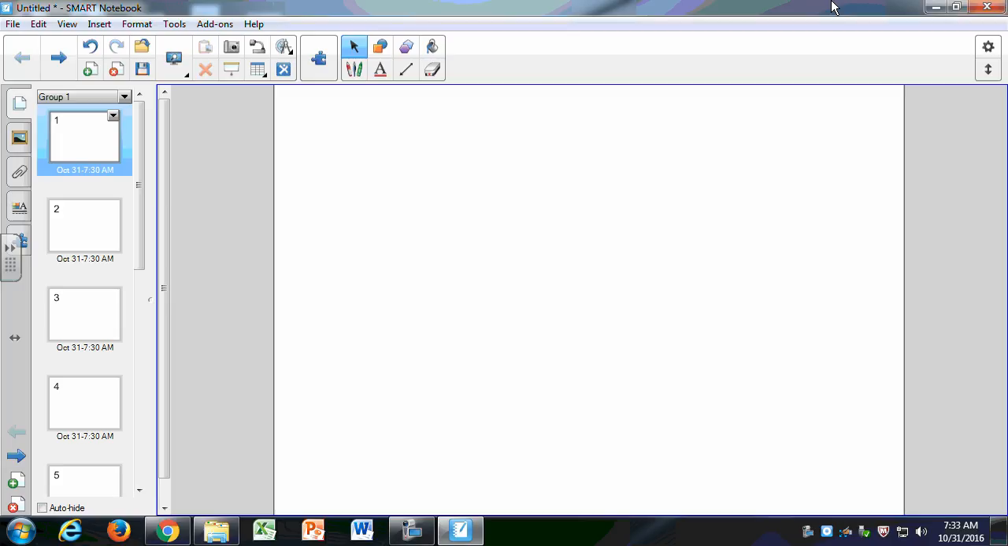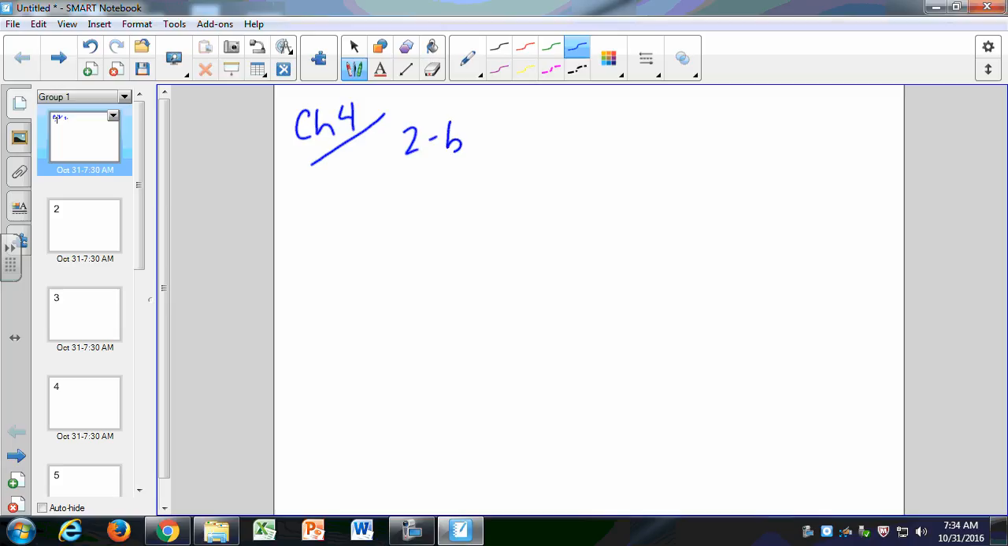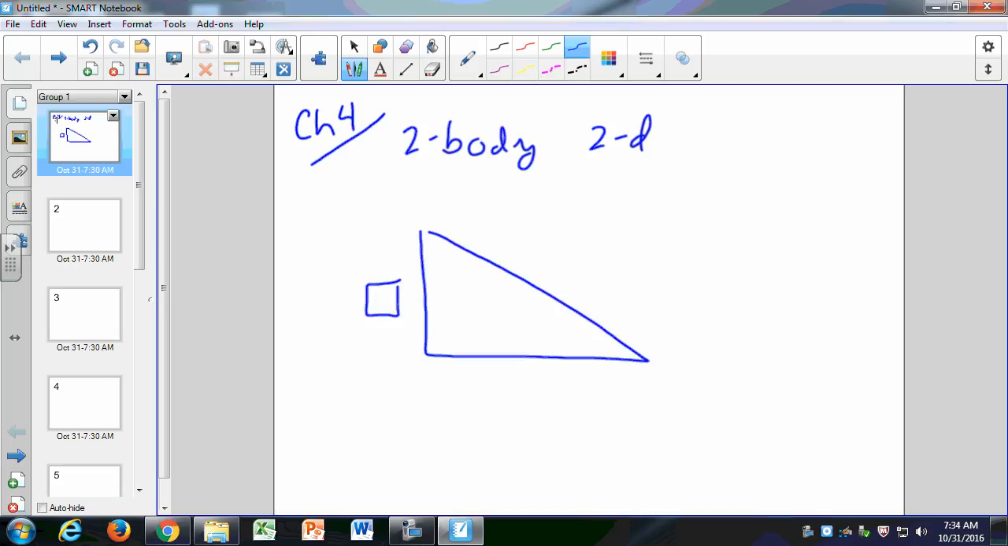Okay, so let's go through. First, you'll have Chapter 4. I'm going to summarize first, and then we can ask questions if you have particular questions. So you have a two-body, 2D problem, and we've worked through some examples. For example, we worked through one where we had an object like this. This would be a good example of a two-body, 2D problem. You can find examples of these back in the old exams as well.